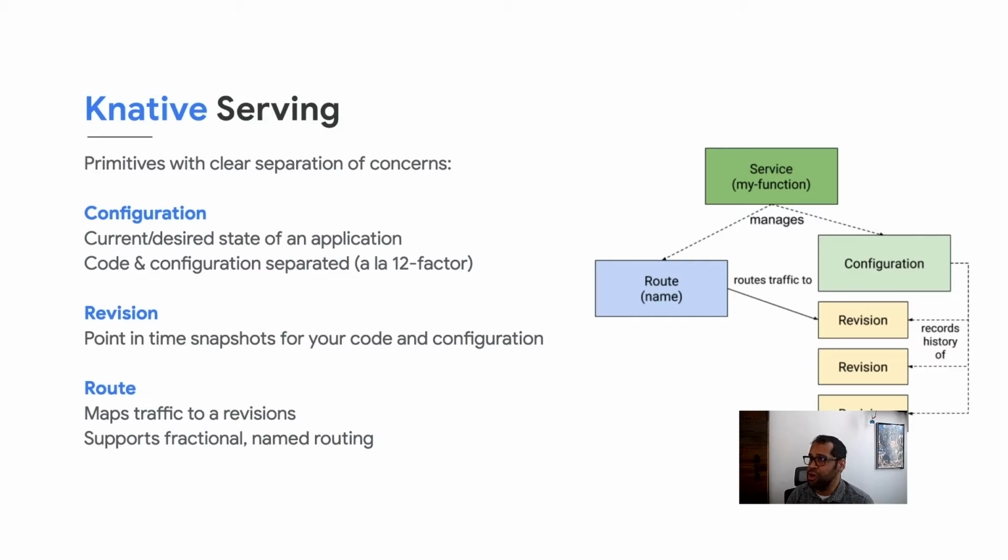And here's a quick look at what it might do. Where you see service my function here, that's what I've deployed. That's the application I've deployed in a container. The configuration will then handle the revisions to the different versions. So I push a version, a day later I push another version, it will then deploy the next one. And then the route is what routes the traffic.